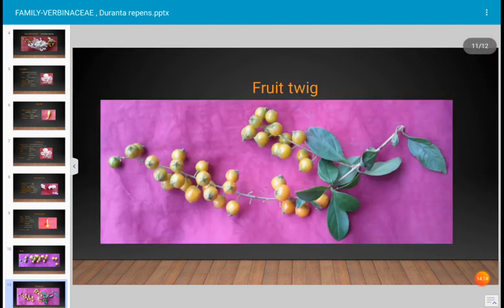Okay, next. This is the branch twig of the fruits. Beautiful yellow colored fruits.